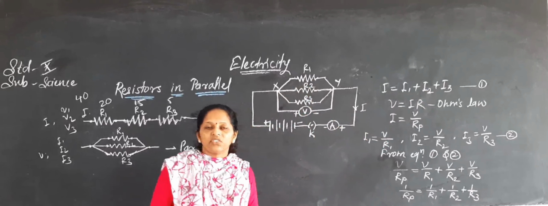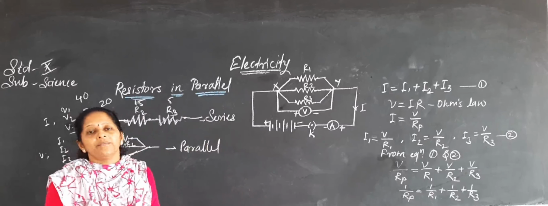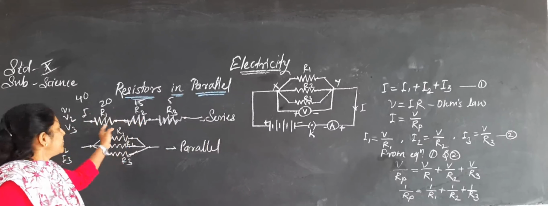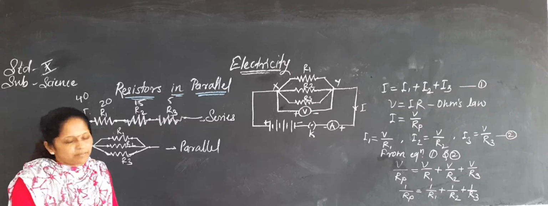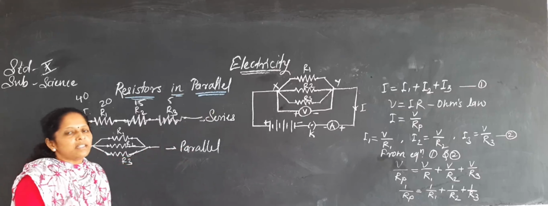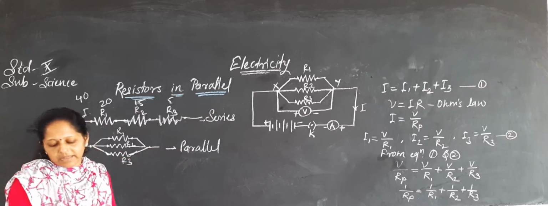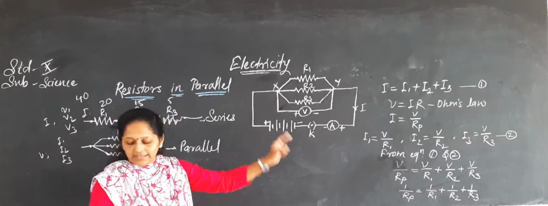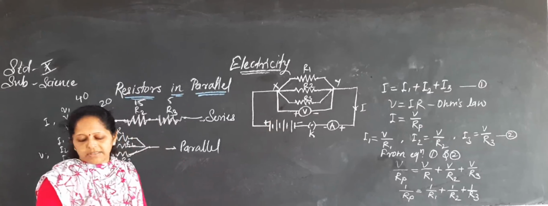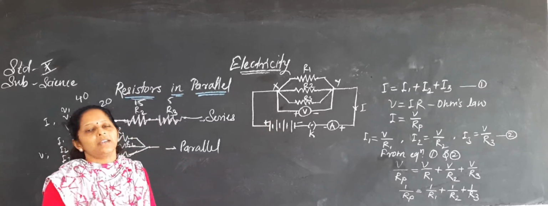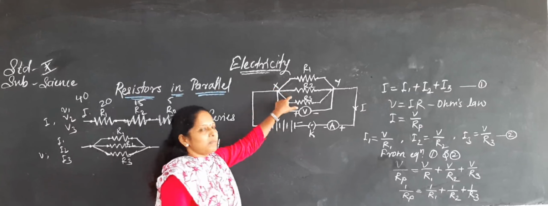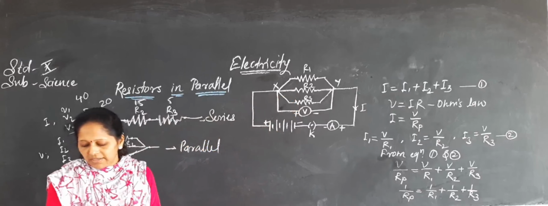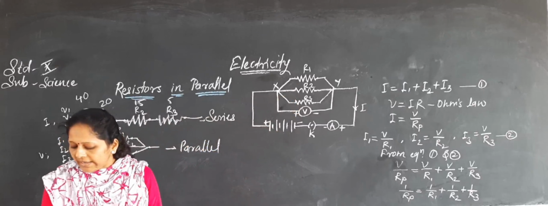So the current is not the same in all parts of the circuit. We saw in the series connection that the current is the same in each resistor, but here each resistor has a different current, and I is equal to I1 plus I2 plus I3. The total current I is equal to the sum of the separate currents through each branch of the combination. The current flows through each branch and divides there.